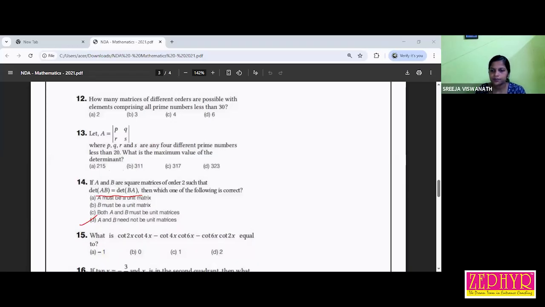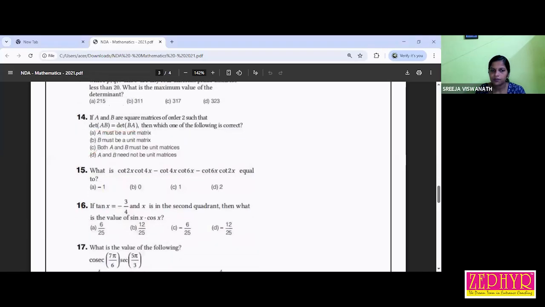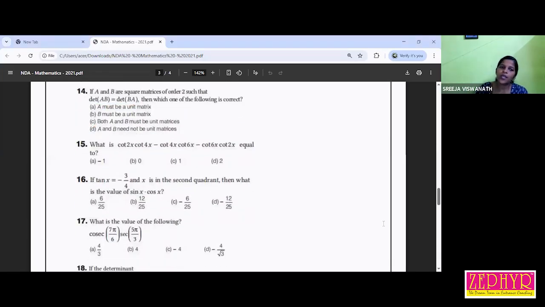Next question. What is cot 2x into cot 4x minus cot 4x cot 6x plus cot 6x cot 2x? Yes, how can we solve?